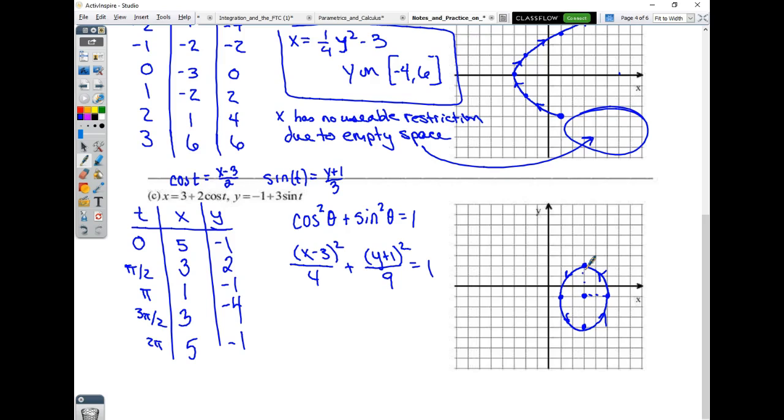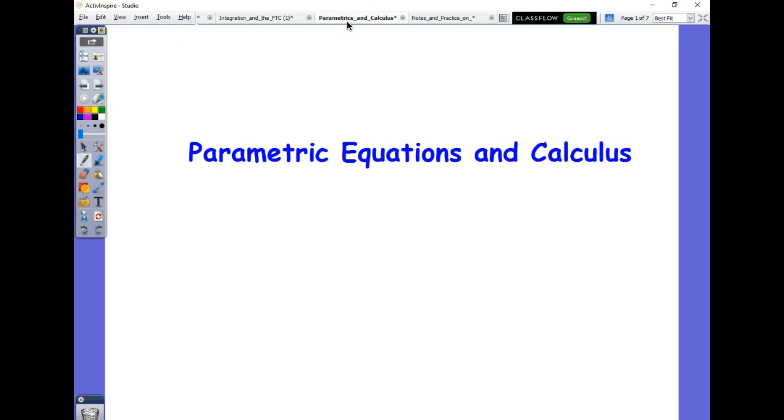All right, so that's the basics. This is like the root of what we're going to deal with, because now we get to add some calculus to it.